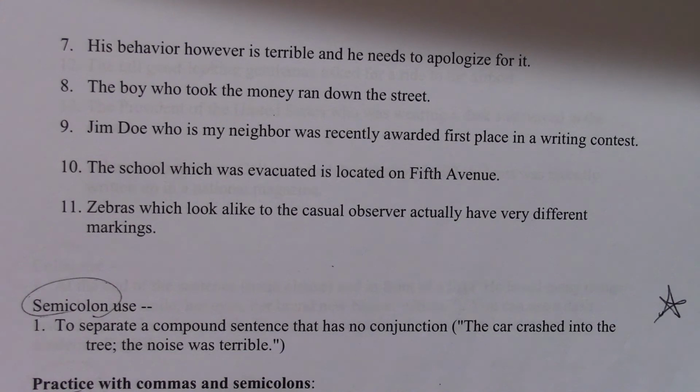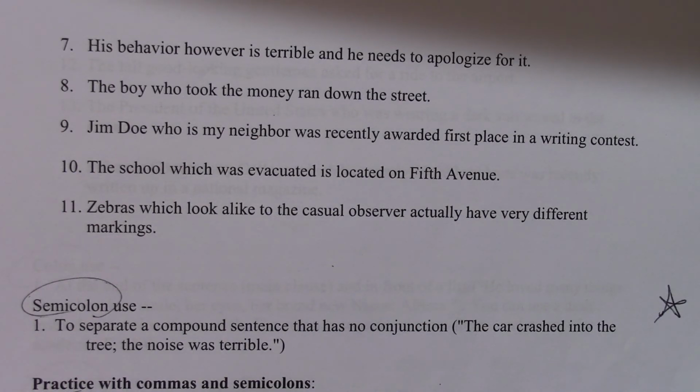Number 9, I see another who. Jim Doe, who is my neighbor, was recently awarded first place in a writing contest. This time, if I say Jim Doe, even though you don't know him, that is a person. So it's a specific person. So we are going to put a comma. That's different than number 8. Look at the difference between 8 and 9. Jim Doe, comma, who is my neighbor, comma, was recently awarded first place in a writing contest.